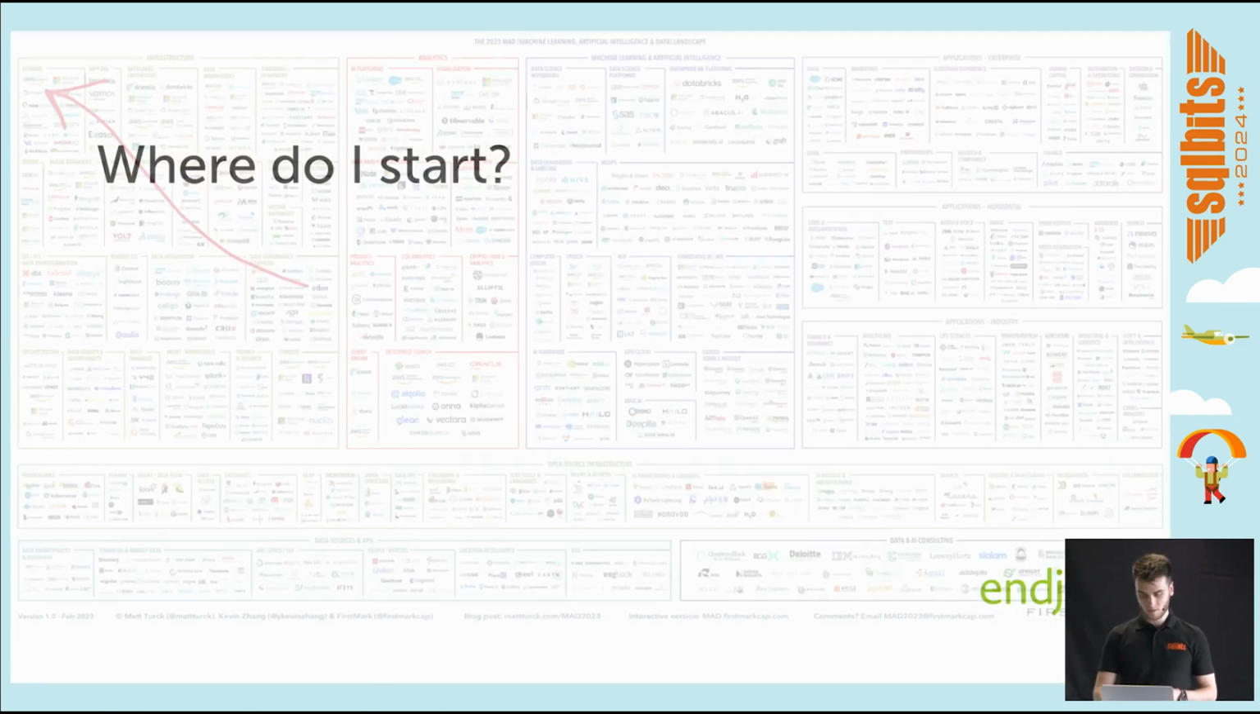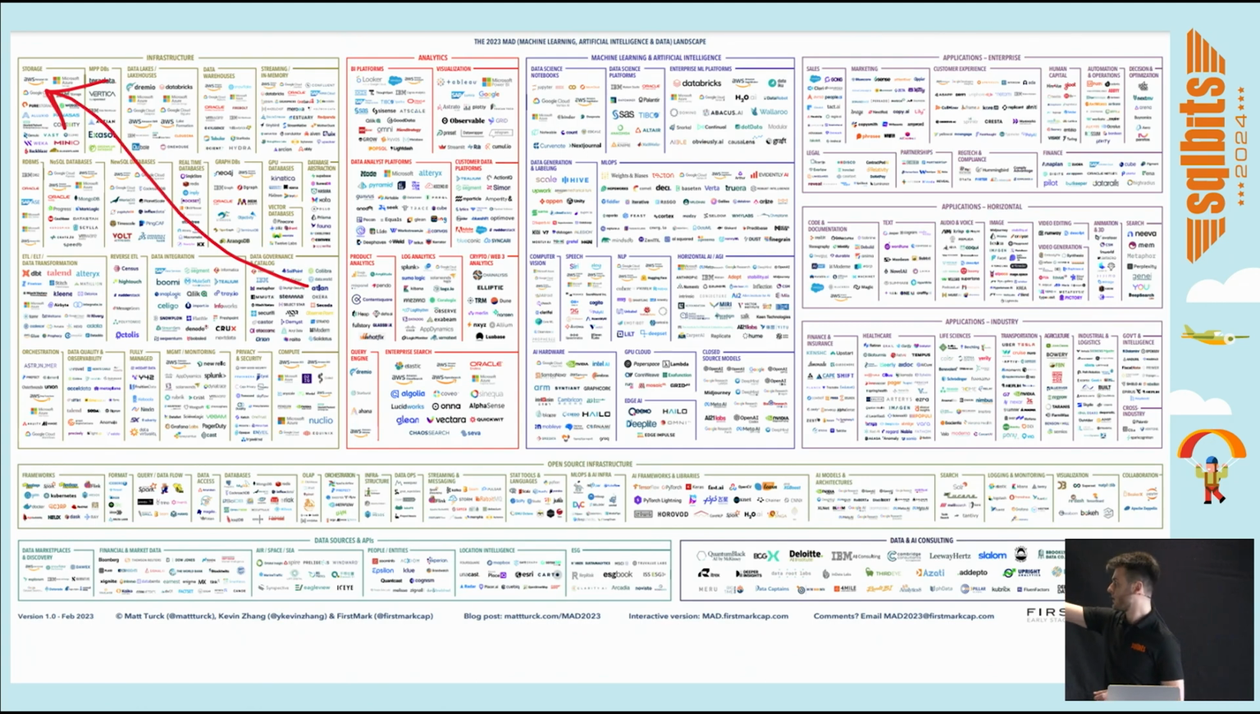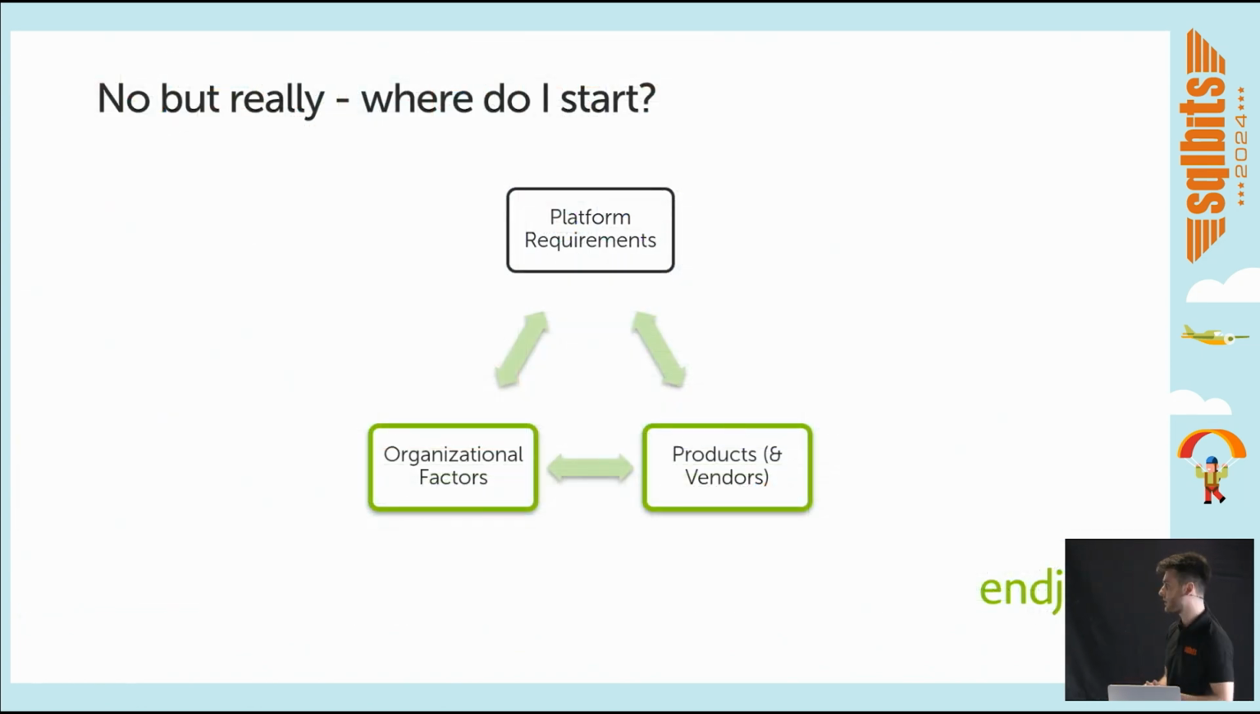So where do you start? Obviously, you start from the top left, and then you go one by one through everything until you figure out which one you want. No, just kidding. But really, where do I start? The way I see it is you've got three different things that are all at play, and all iteratively impacting one another. So you've got your platform requirements. You'll come in at the start of a project. You'll pretty much know the types of things that you need your platform to do, the product to do. But these things are impacted by organizational factors and the products themselves, what the products can do, who their vendor is.